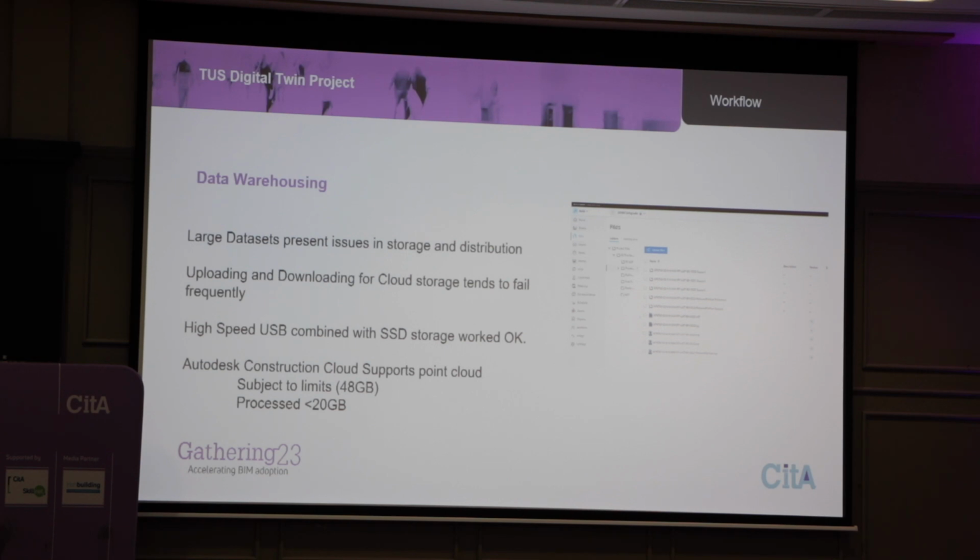The other thing we've also been using is ACC, Autodesk Construction Cloud. That is supporting point clouds natively now, so that's a real joy. There are some limits there on general file size, which will obviously apply. I think there's a 48 gig limit on any file, and processed, which means you can see it in a viewer, is going to be less than 20. We have used that, and we found that really excellent.